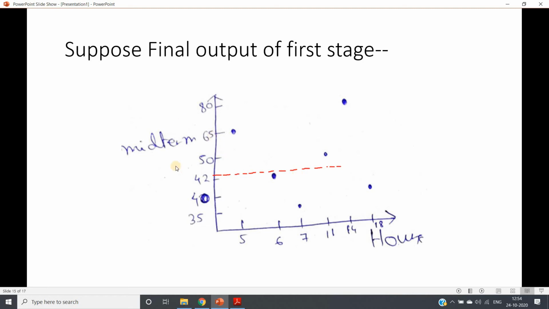For the time being, it will consider this as the decision, and based on a midterm score of 42 it will divide our data into two parts. So this is how classification goes. Now just recall the same thing from a regression point of view.